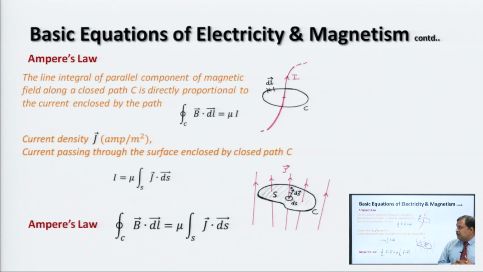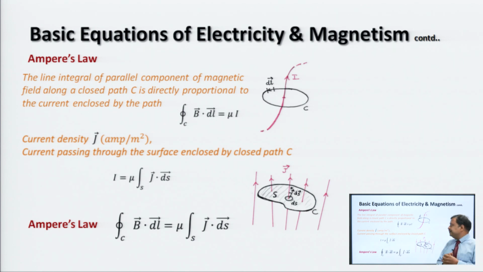This is Ampere's law. What does Ampere's law say? Ampere's law says that the line integral of the parallel component of magnetic field along a closed path C is directly proportional to the current enclosed by the path.